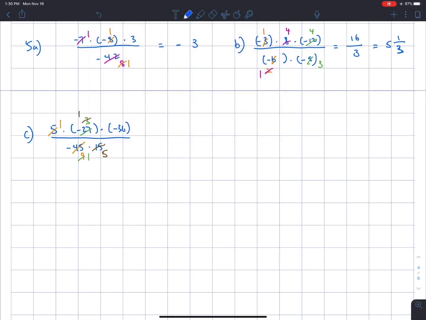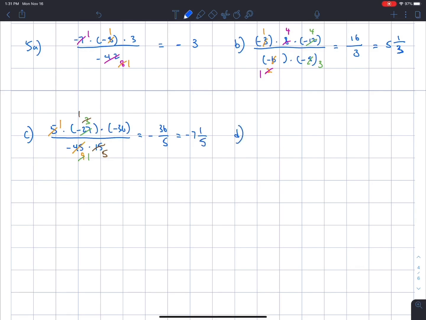We have 3 negatives in total, so I'm going to have a negative answer. This is negative 36 over 5. And 5 goes into 36 7 times. 5 times 7 is 35. I should have a remainder of 1.